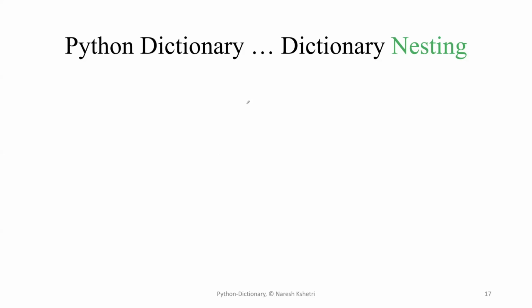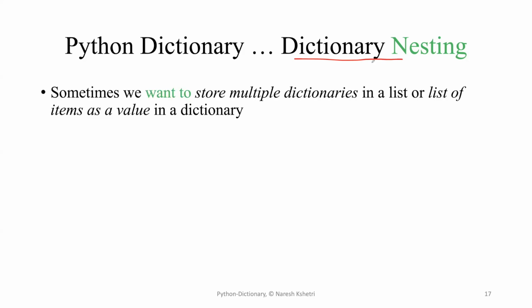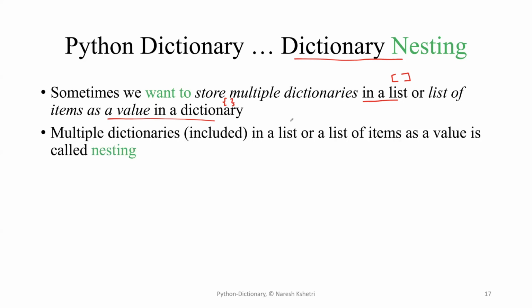So today in this video, we are trying to learn about dictionary nesting because we are in the unit of the dictionary, which is another popular data type of the Python programming language, which you already know. Sometimes we want to store multiple dictionaries in a list. You already know the powerful mutable data type, the list, or sometimes a list of items is a value in a dictionary. It's used interchangeably over here: sometimes a dictionary in a list and a list in a dictionary. So multiple dictionaries can be included in a list, or a list of items as a value. It's called nesting, what we call here dictionary nesting.